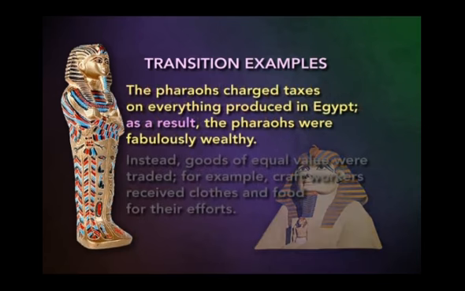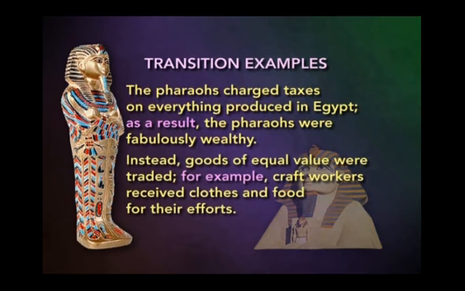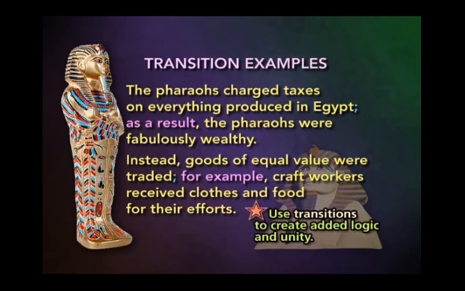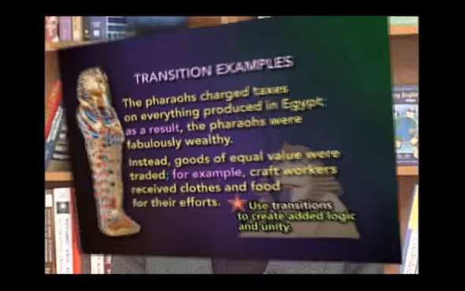Take a second and take a look back at that second sentence, the one that has as a result. Compare that to the last sentence that has for example. Exactly the same construction. I have two independent clauses separated by semicolons, and I have my transitions placed there to create added logic and unity. So now what I would like you to do is to pause the program and link each pair of sentences with the appropriate transition. Explain why you chose the transition. Then come back.